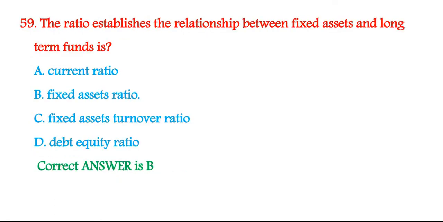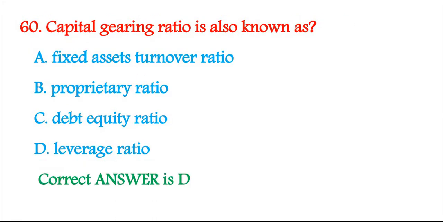59. The ratio that establishes the relationship between fixed assets and long-term funds is: A. Current ratio, B. Fixed assets ratio, C. Fixed assets turnover ratio, D. Debt equity ratio. Correct answer is B. 60. Capital gearing ratio is also known as: A. Fixed assets turnover ratio, B. Proprietary ratio, C. Debt equity ratio, D. Leverage ratio. Correct answer is D.